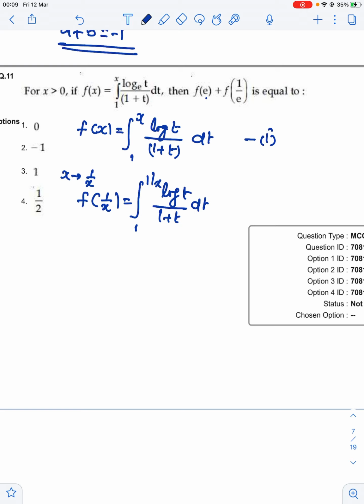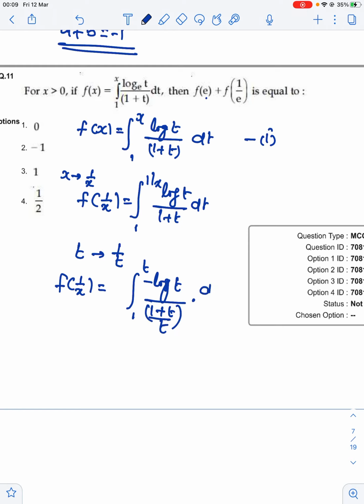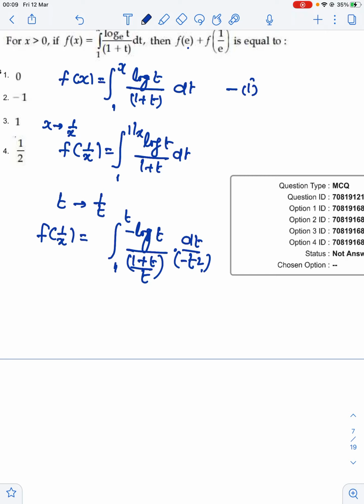Now inside the integration, replace t with 1 upon t. So f of 1 upon x becomes integral from 1 to x. Log 1 upon t is minus log t. This becomes 1 plus t by t, and dt becomes minus dt by t square. So this minus and this minus cancel. One t and t cancel. So this overall comes out to be f of 1 upon x is equal to integral from 1 to x of log t by t into 1 plus t dt.